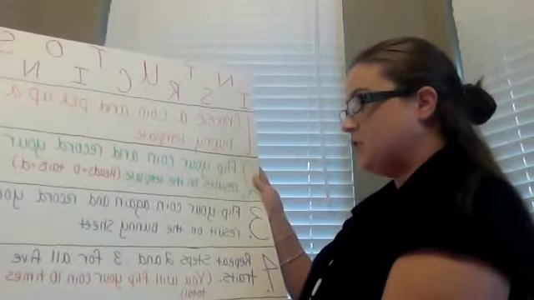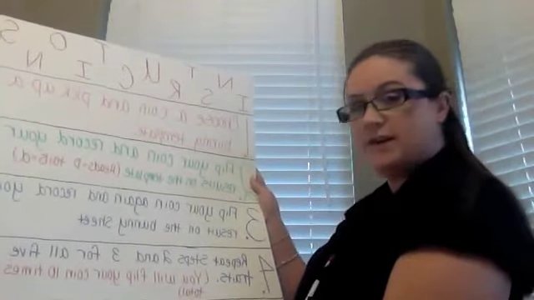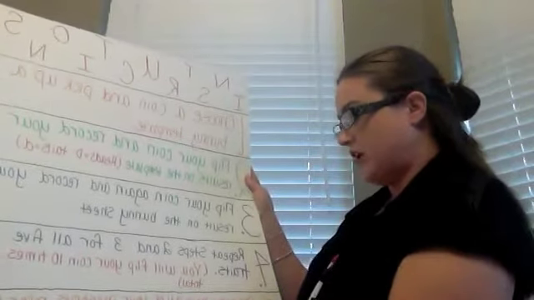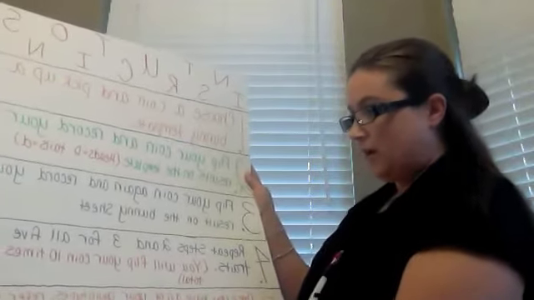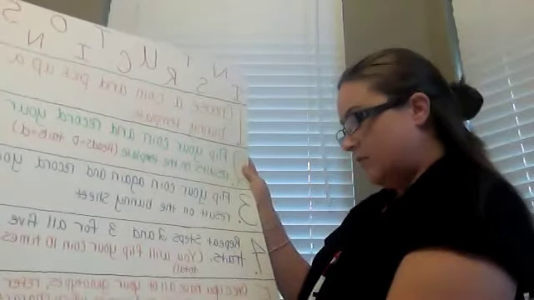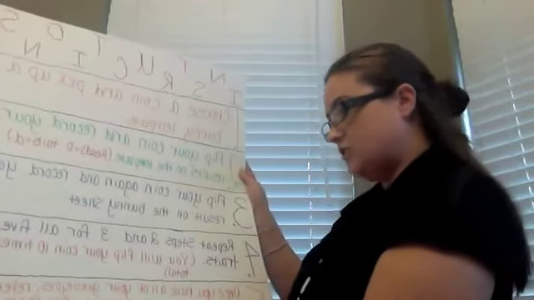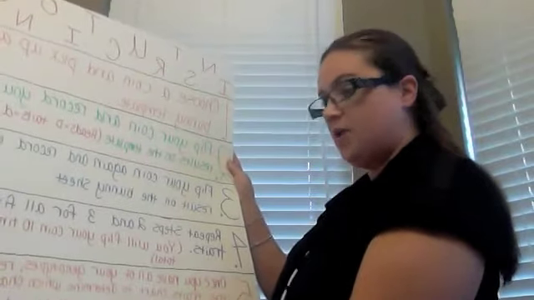Number 3 says flip your coin again and record your results on the bunny sheet. Number 4, repeat steps 2 and 3 for all 5 traits. So it says you will flip your coin 10 times total. Number 5, once you have all of your genotypes, refer to the traits chart to determine which characteristics your bunny will have.